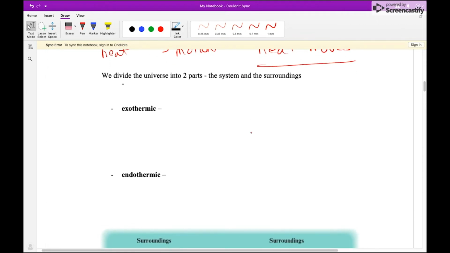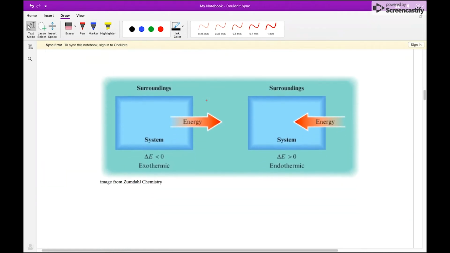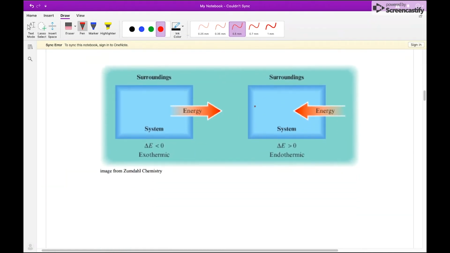So we're gonna define everything. We love to put things into boxes. So we're gonna treat everything as either the system or the surroundings. We are very excited about the system. The system is essentially whatever we're working on. So if we have a reaction, that's our system.